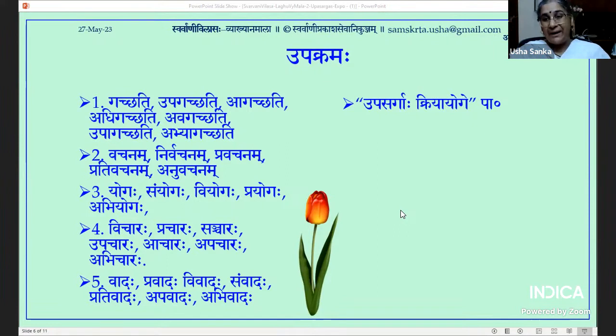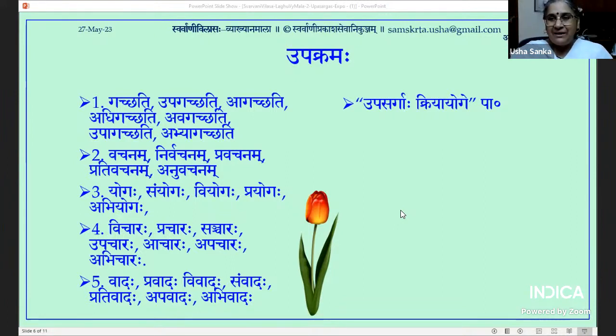Kriya means verb. We all are aware of kriya. What is a kriya? Kriya is a working word. I am eating. So eating is a kriya. It's a verb. So what happens in English? We don't have anything around upasarga. So it's a very pure Sanskrit concept.